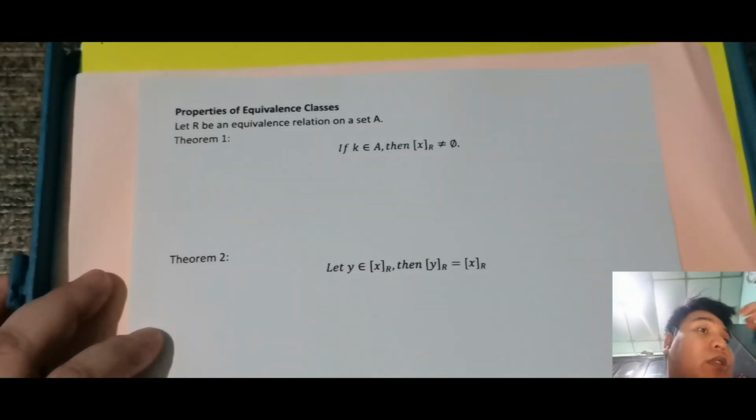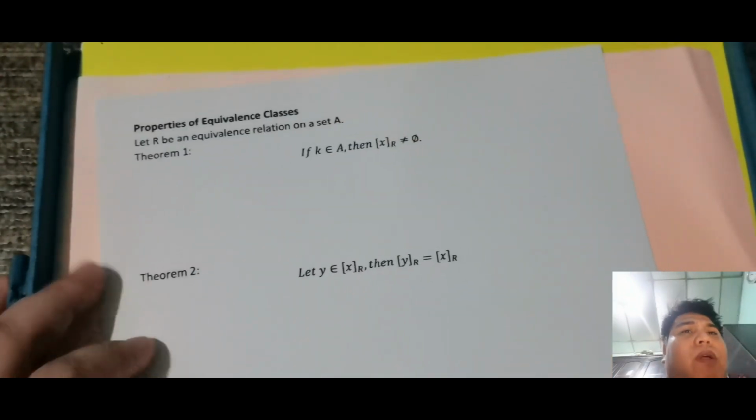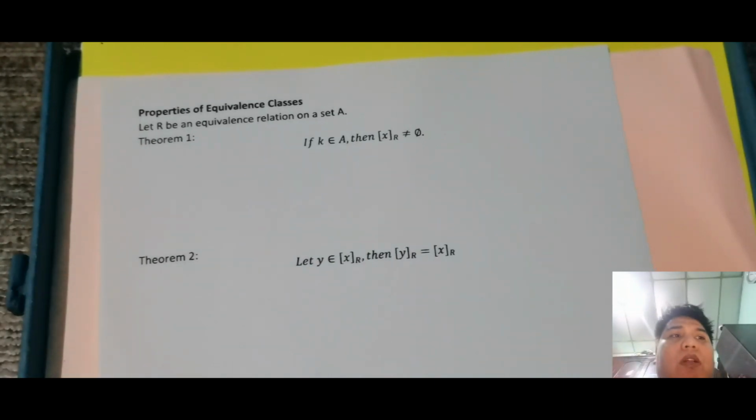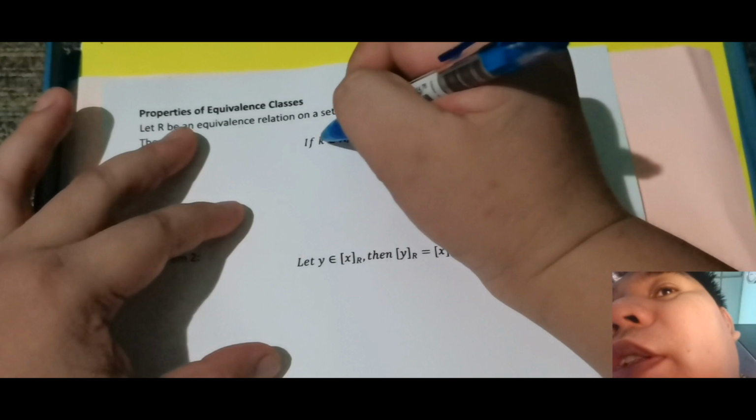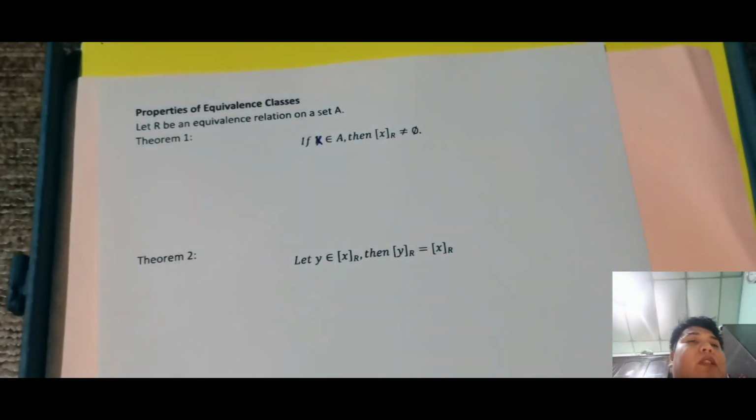Okay, so before ko matapos ng video, bigyan ko pa kayo ng theorem or properties about equivalence classes. So, ipoprove ko muna bago ko ipakita yan ng mga ini-implies na ito. Okay, so let R be an equivalence relation on set A. Then theorem 1, if x is an element of A, then the distinct class represented by x is non-empty. Okay, yun yung pinuprove niya.